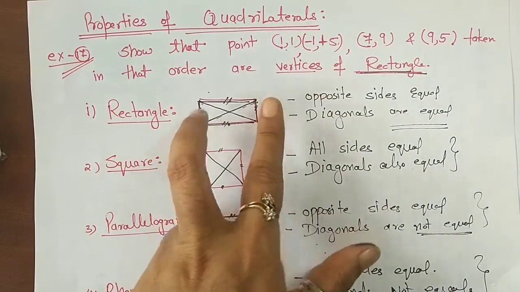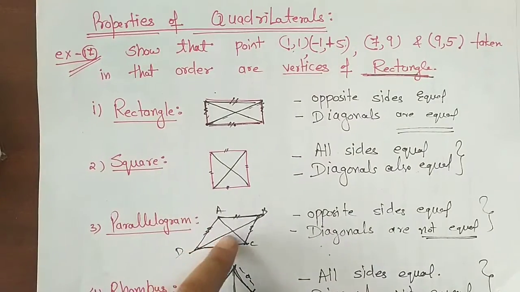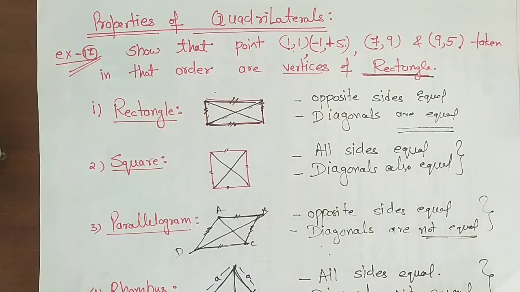Now I have to check diagonals. If diagonals are also equal, then rectangle. If diagonals are of different size, then parallelogram.